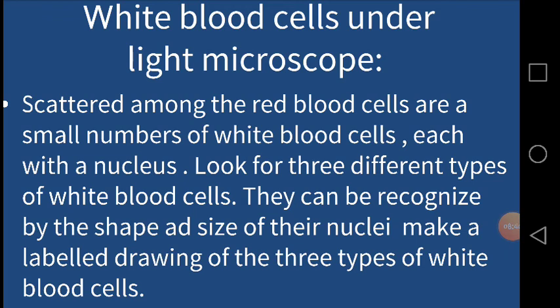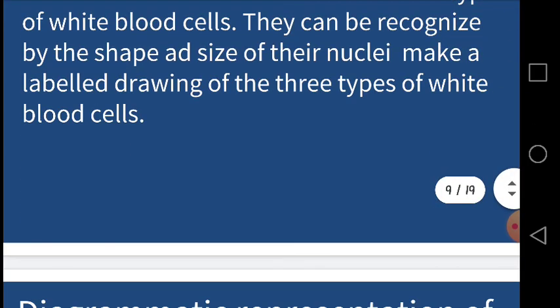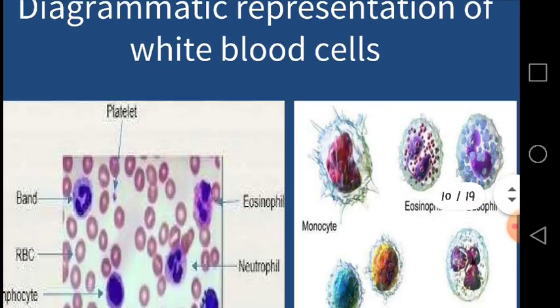Dear students, now we are focusing on the white blood cells under the light microscope. Scattered among the red blood cells are a small number of white blood cells, each with a nucleus. Look for three different types of white blood cells. They can be recognized by the shape and size of their nuclei. Make a labeled diagram of the three types of white blood cells. So these are some little description about the white blood cells, how they look like under the microscope.